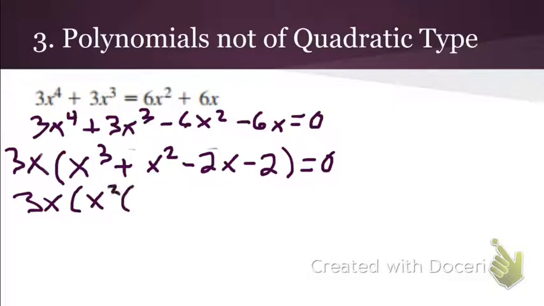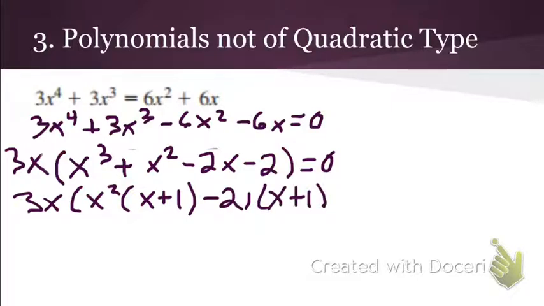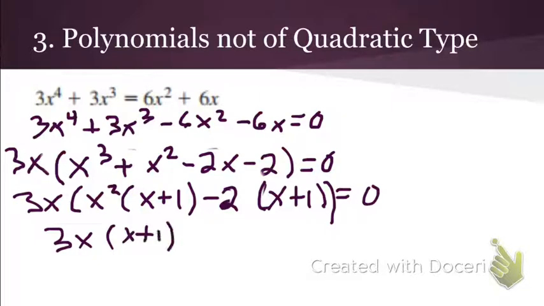So we pull out an x squared here, and you get x plus 1, and pull out a negative 2 here, and you get x plus 1. I don't know what this little thing is doing over here, so I'm going to erase it. Part of my 2 got erased. Alright, boom. And now, finish factor by grouping. So we get 3x times x plus 1 times x squared minus 2.